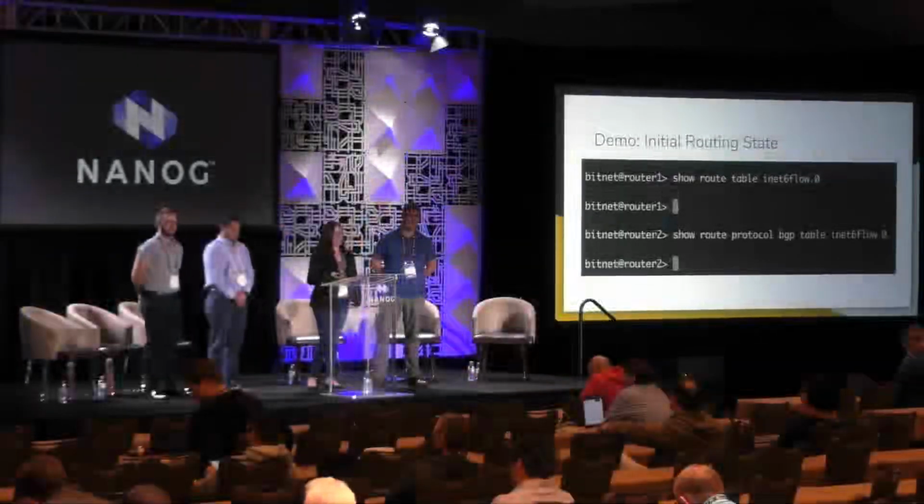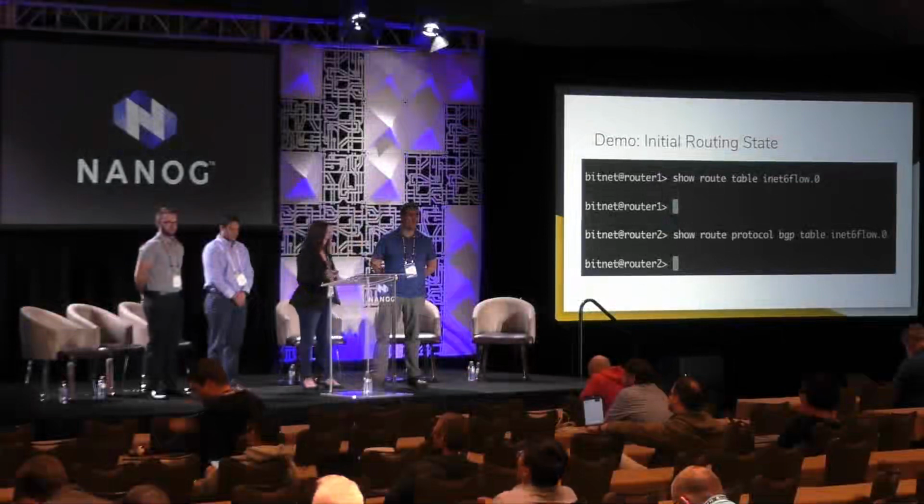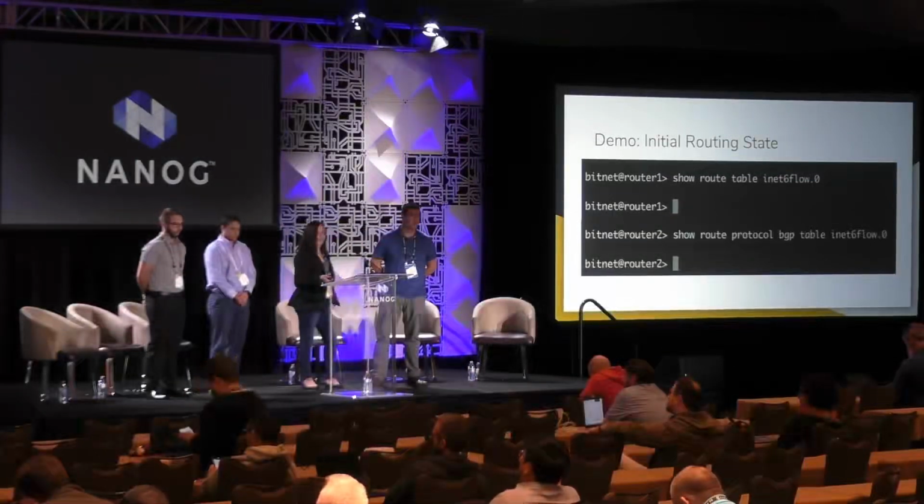So I'm just going to give a quick demo of what this looked like. On router 1 and router 2, in the initial state, we didn't have any routes in the flow table.